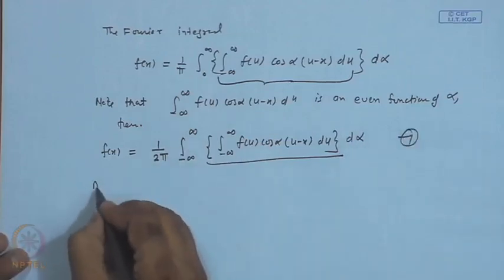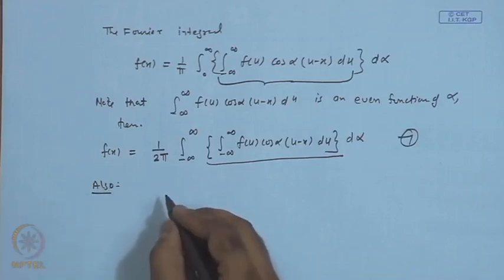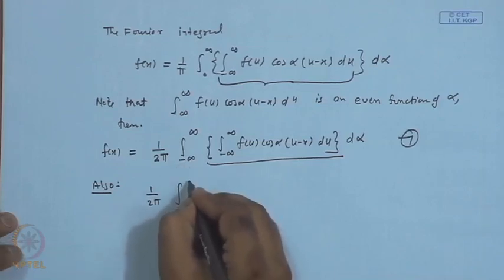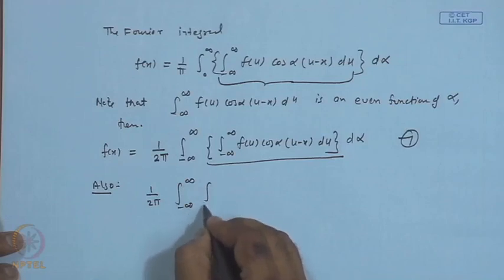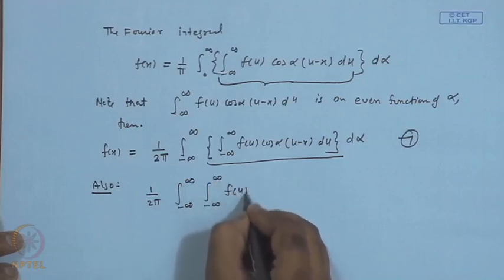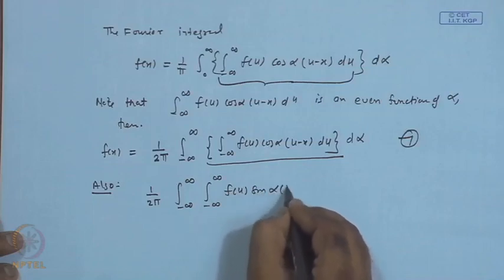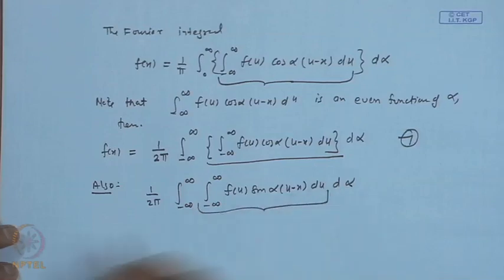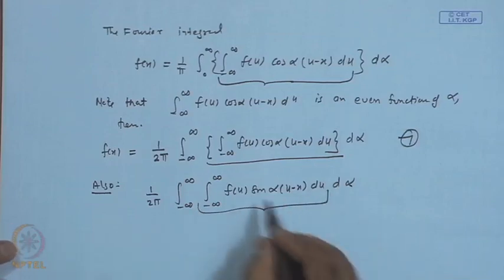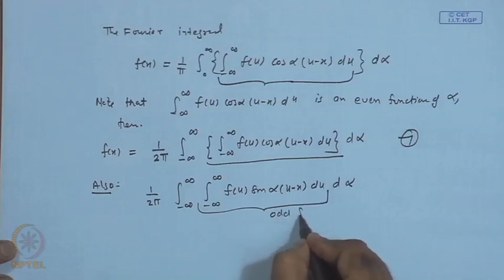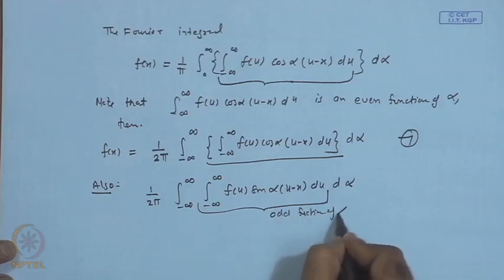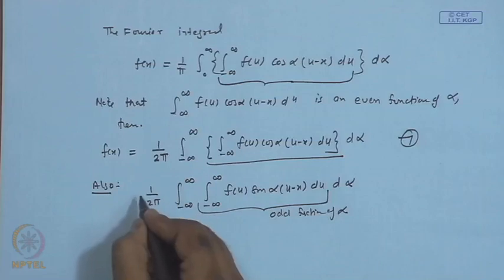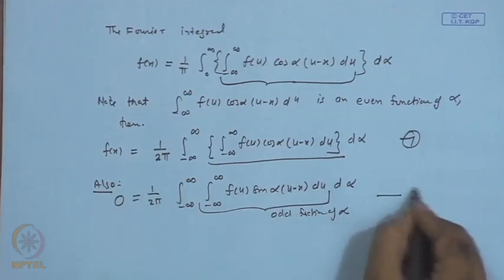So, that is the trick. And also what we can have, if we consider this integral 1 over 2 pi, minus infinity to plus infinity, and again minus infinity to plus infinity f(u), similar but with the sine of alpha(u minus x) du d alpha. Now in this case this is an odd function of alpha, and since this is odd, minus infinity to plus infinity will give us 0. So, this is just simply 0. So, we have the second equation.